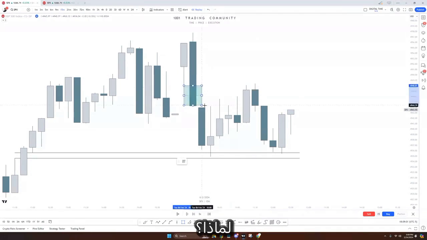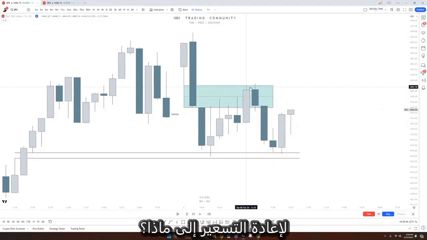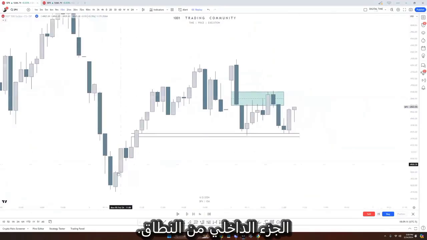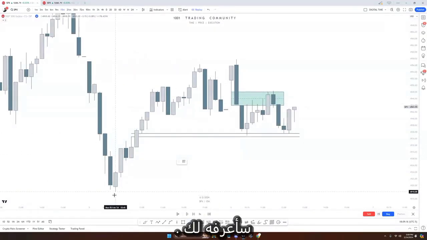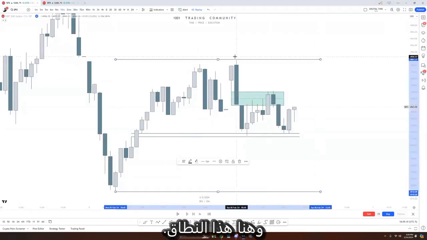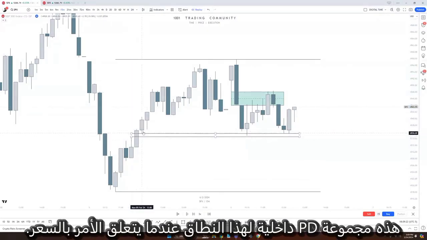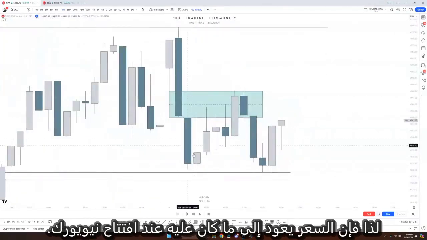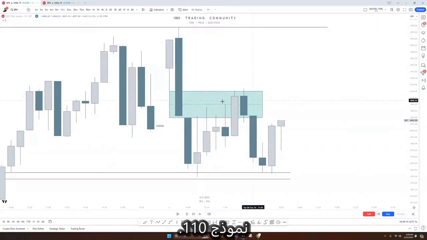Model 110 right here. Why? You are hitting a 15-minute city to reprice to what? The internal liquidity of the range. So this is the range here. I'll define it for you. Here's that range. Internal liquidity. This is an internal PD array of this range when it comes to price. So price is just repricing to it at New York Open, going back up to this internal PD array, Model 110.